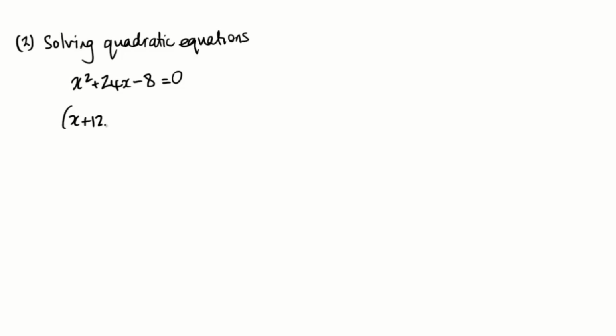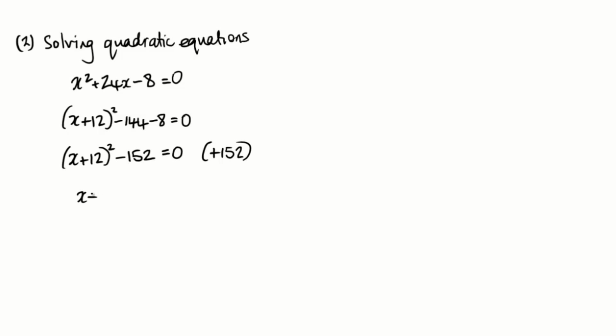We need an x, add 12 in the bracket. That brings in a 144, so we subtract 144, and we have a subtract 8 as well. So we do that. Tidy that up before we do anything else. That's take away 152 equal to 0. I now add 152 to each side. x plus 12 all squared equals 152.